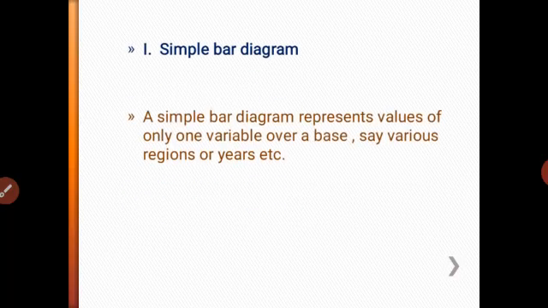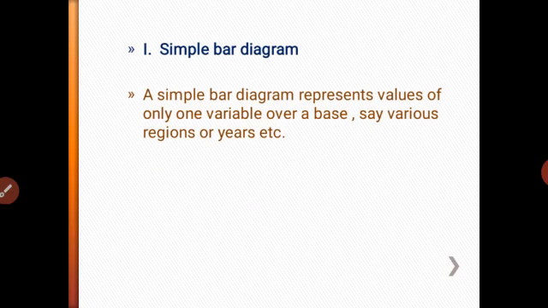A simple bar diagram represents the value of only one variable over a base, say various regions or years, etc. That means a simple bar diagram represents only one bar for a particular section. You can draw one bar for one section, another bar for another section. So a simple bar diagram has only one bar.